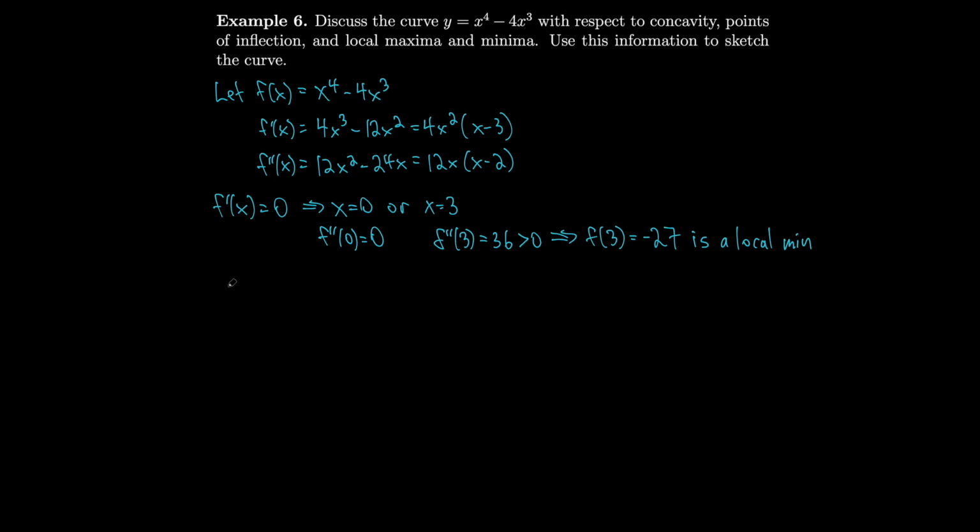Okay, so let's take a look at some of these values. We have 0, we have 3. We don't have to look at it past 3 because we already know that at 3 it's a local minimum, but we do have to look at it around 0.